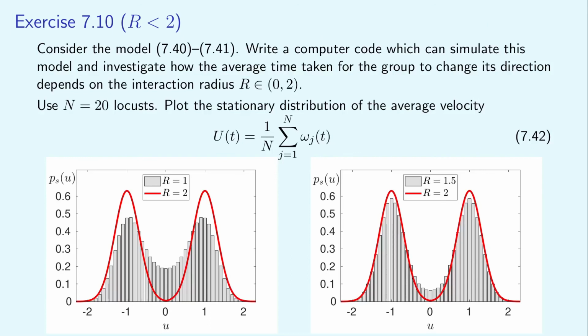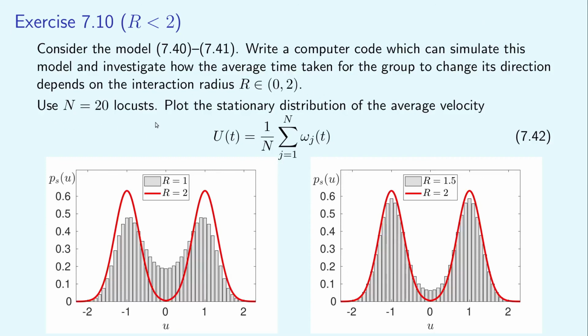However, as I have already discussed, the case r is less than 2 is much more biologically relevant. I have left the analysis of this case to exercise 710, where you are asked to consider the model 740 to 741 for the case r is less than 2. You are asked to write a computer code which can simulate this model and investigate how the average time taken for the group to change its direction depends on the interaction radius r in the interval 0, 2.